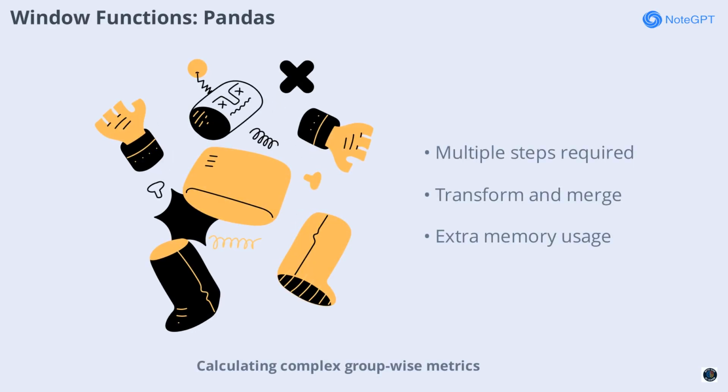Calculating complex group-wise metrics like a sales percentage of department total often requires multiple steps in Pandas. You might need to perform a group by, then transform or merge the results back into the original DataFrame. This can be cumbersome and may involve additional memory overhead, especially for large datasets.